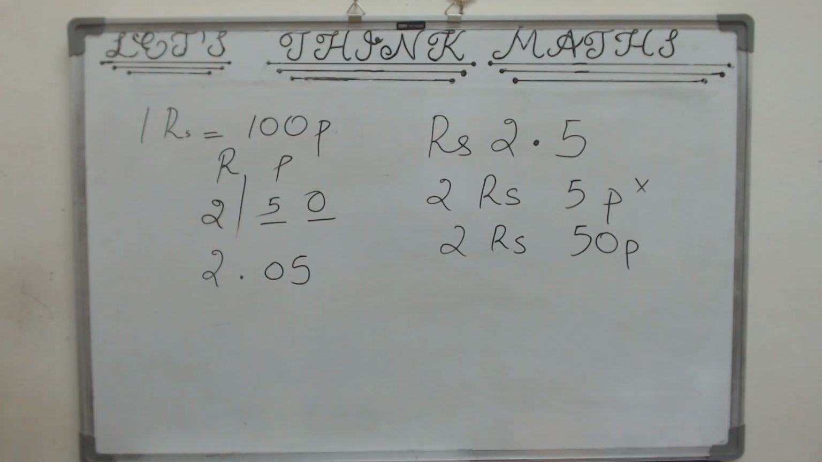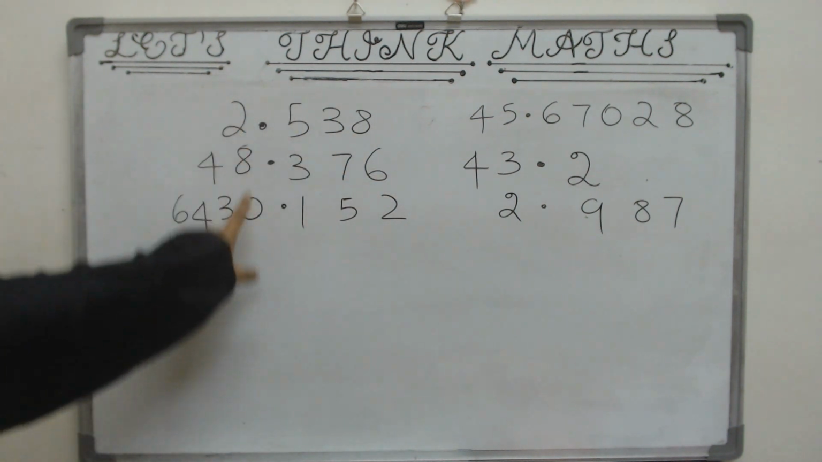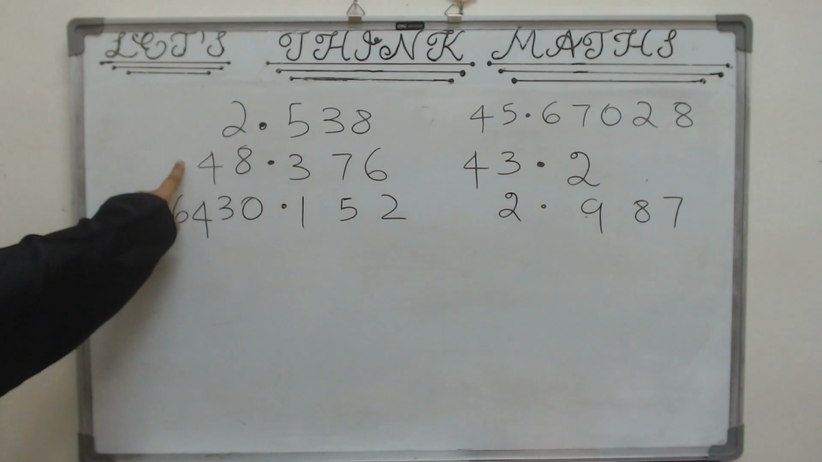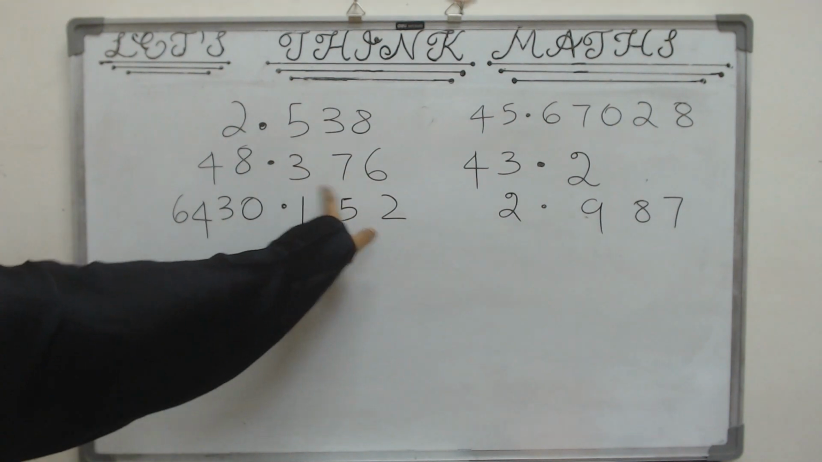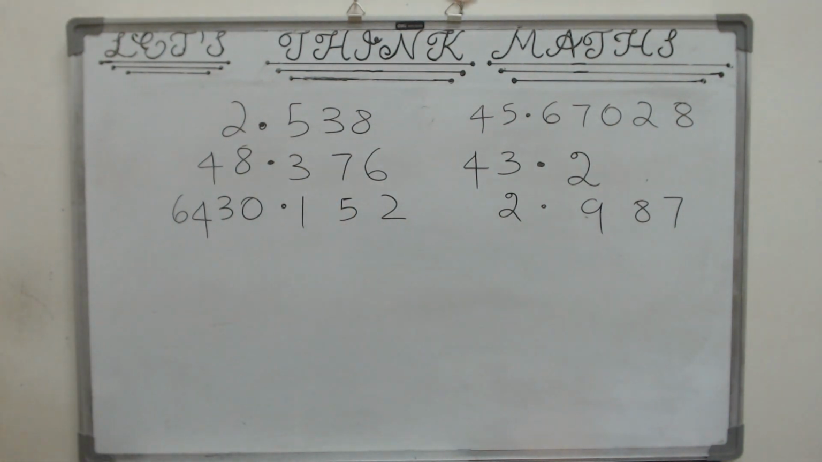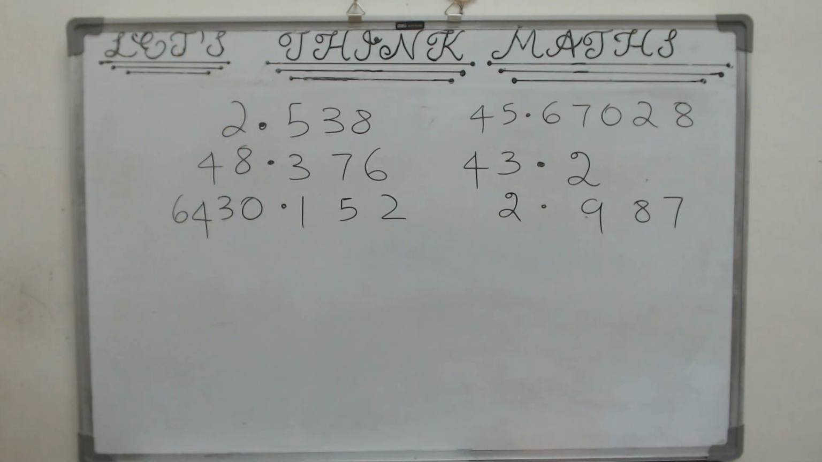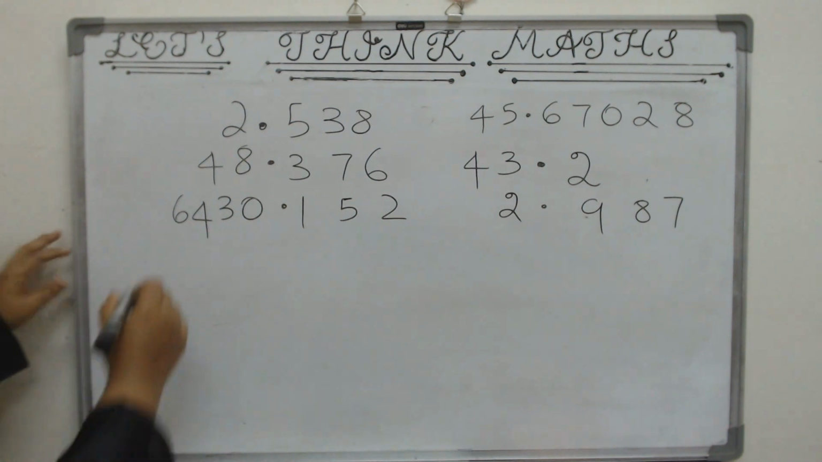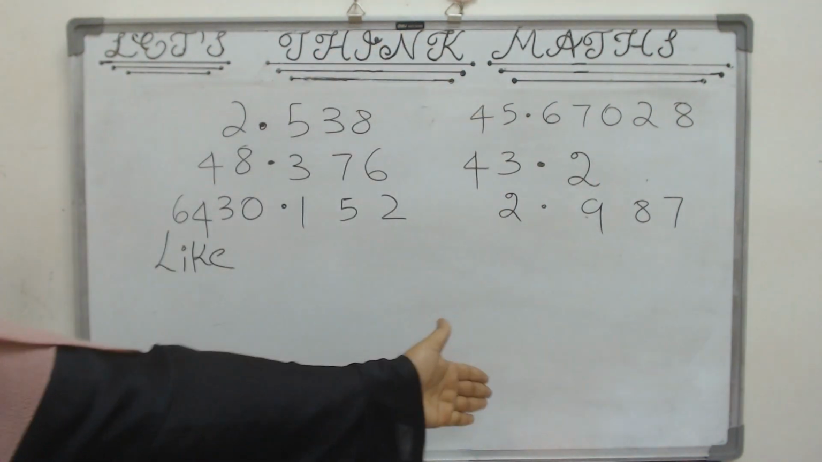Now, why is this property important? This leads us to classify the decimals into 2 types, like decimals and unlike decimals. Let us see. So here you see 2 groups of decimals. What do you notice about the first group? All the decimals have the same number of digits in its decimal place. 3 digits, 3 digits, 3 digits. So such decimals are called like decimals. 2 or more decimals are said to be like decimals if they have the same number of digits in their decimal place.